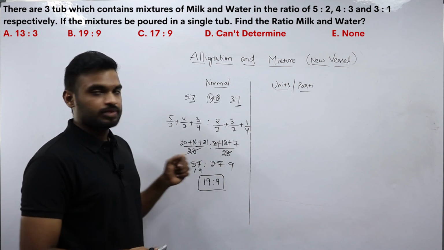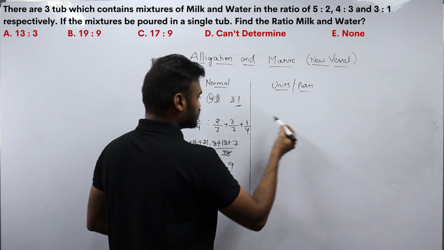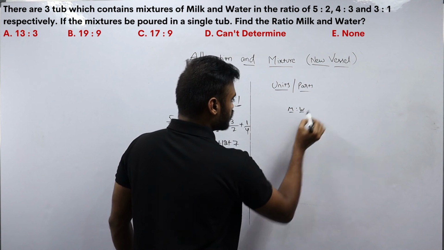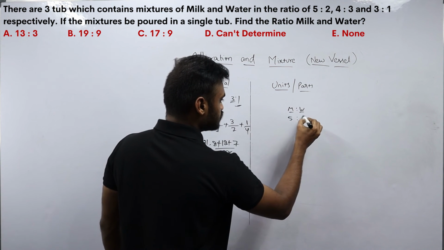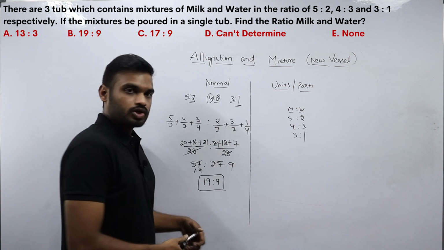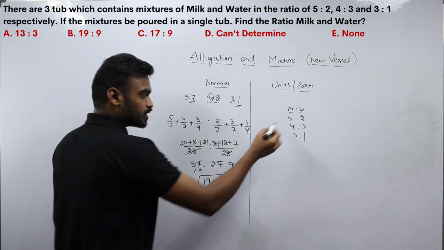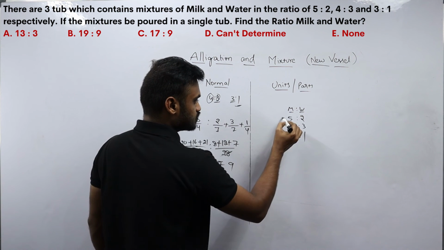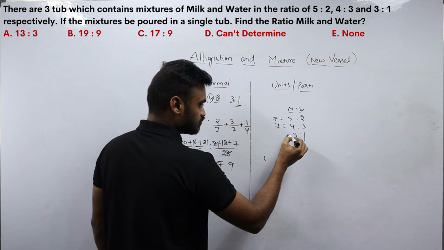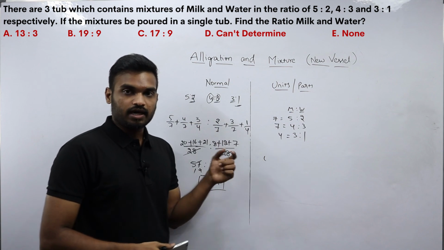Okay, now let's solve the same problem using the units or parts method. See here, the quantities of the 3 vessels, that is milk and water: 5 is to 2, and 4 is to 3, and 3 is to 1. Now let's check whether the parts of all the 3 vessels are the same or not. The total parts of the first vessel are 5 plus 2 equal to 7, and 4 plus 3 equal to 7, and 3 plus 1, that is 4. So the total number of parts in all the 3 vessels are not the same.